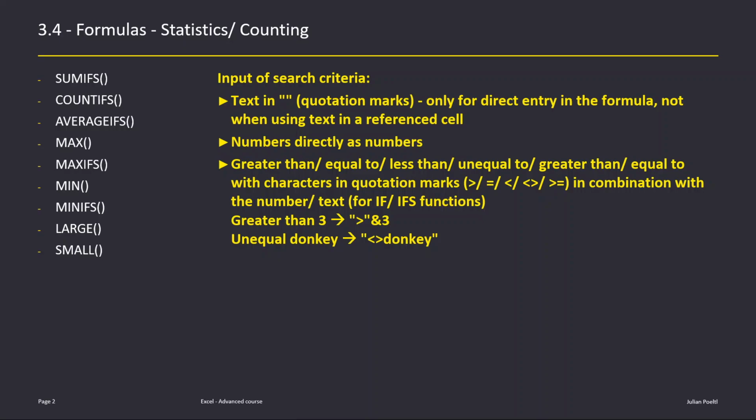And you could also work with these greater than, equal to, less than, unequal, and so on signs. For numbers, it's possible to do it that way. So greater than 3 would be the greater sign in quotation marks and 3. But you could also do something like greater sign and 3 together inside the quotation marks. And with text, it's the same. So unequal donkey would be quotation marks, unequal sign, donkey, quotation marks.